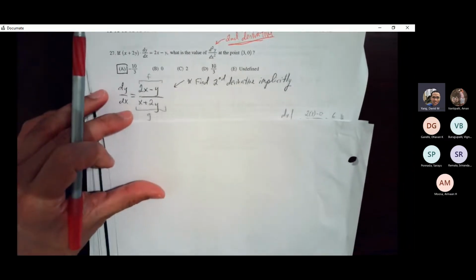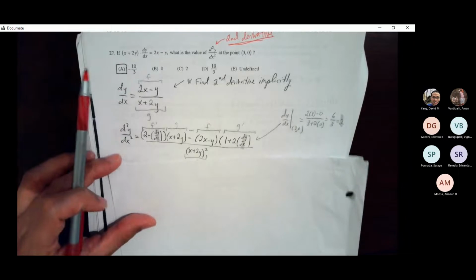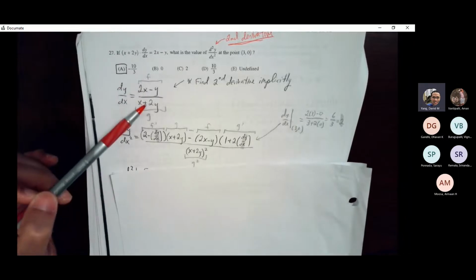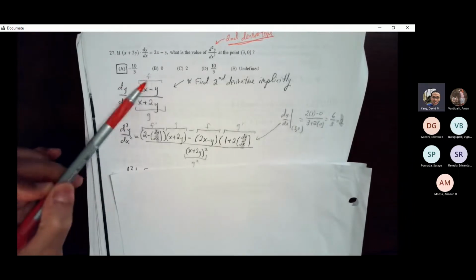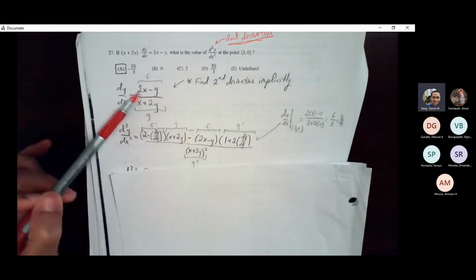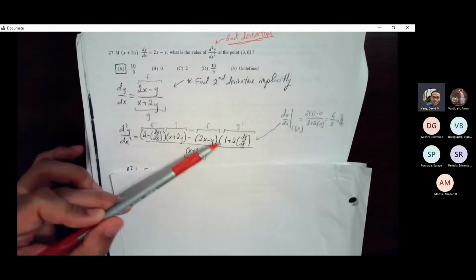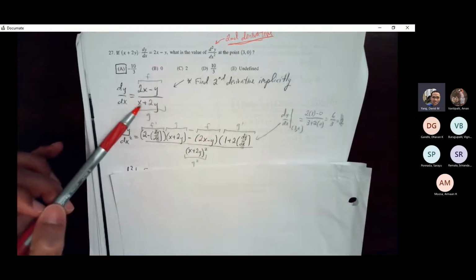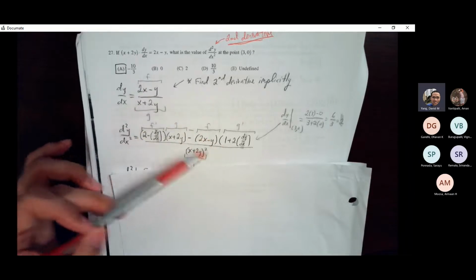Okay, so I'm going to go through quotient rule to make my way down another derivative. So f prime g minus f g prime. 2x minus y becomes 2 minus dy dx. We keep the denominator, minus, keep the numerator, and then the denominator's derivative: x becomes 1, y becomes dy dx, all over the denominator squared.